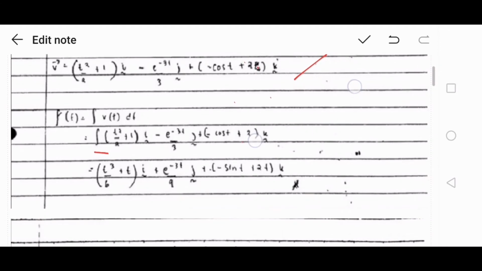For the position vector, we integrate v(t) dt. Then we get t cubed over 6 plus t i plus e power of negative 3t over 9 j minus sin t minus 2t.